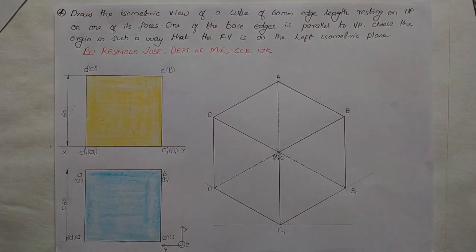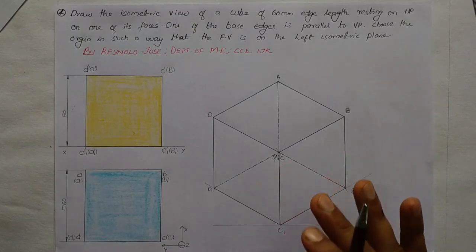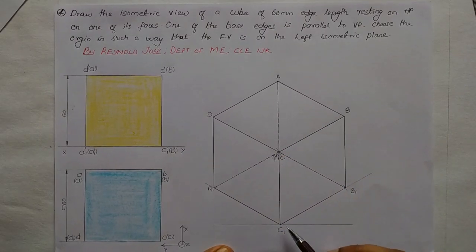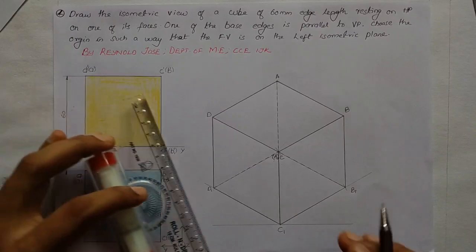The dimensioning process is same as that of the previous problems. What we have to take care is all the dimension lines and projection lines that we are drawing in this solution, in order to mark the dimensions, must be parallel to any one of these three lines. That is, it must be parallel to C1B1 or C1D1 or C1C. So we shall do the dimensioning process.